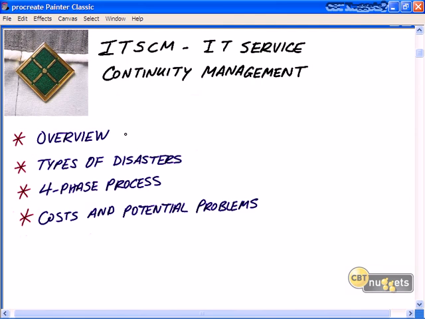In this nugget, we're going to get an overview, first of all, of IT Service Continuity Management. Then, we'll look at different types or categories of disasters. We'll take a look at the 4-phase process of ITSCM. And then finally, some costs and potential pitfalls of service continuity management.